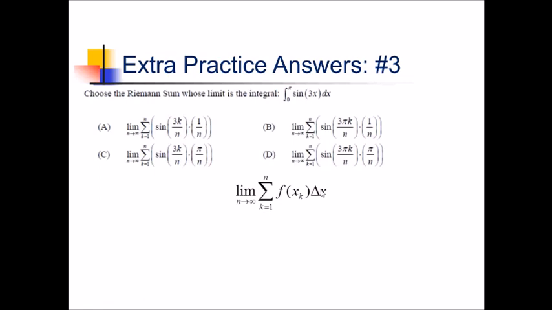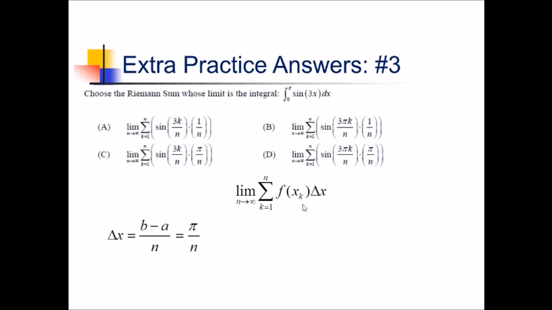So let's start with the delta x. That's always the easiest thing to pick out if you're starting with the definite integral. So that's going to be your interval length, b minus a, over n. So in this case, b minus a is really pi minus 0, which is just pi. So we've got pi over n then for the delta x.